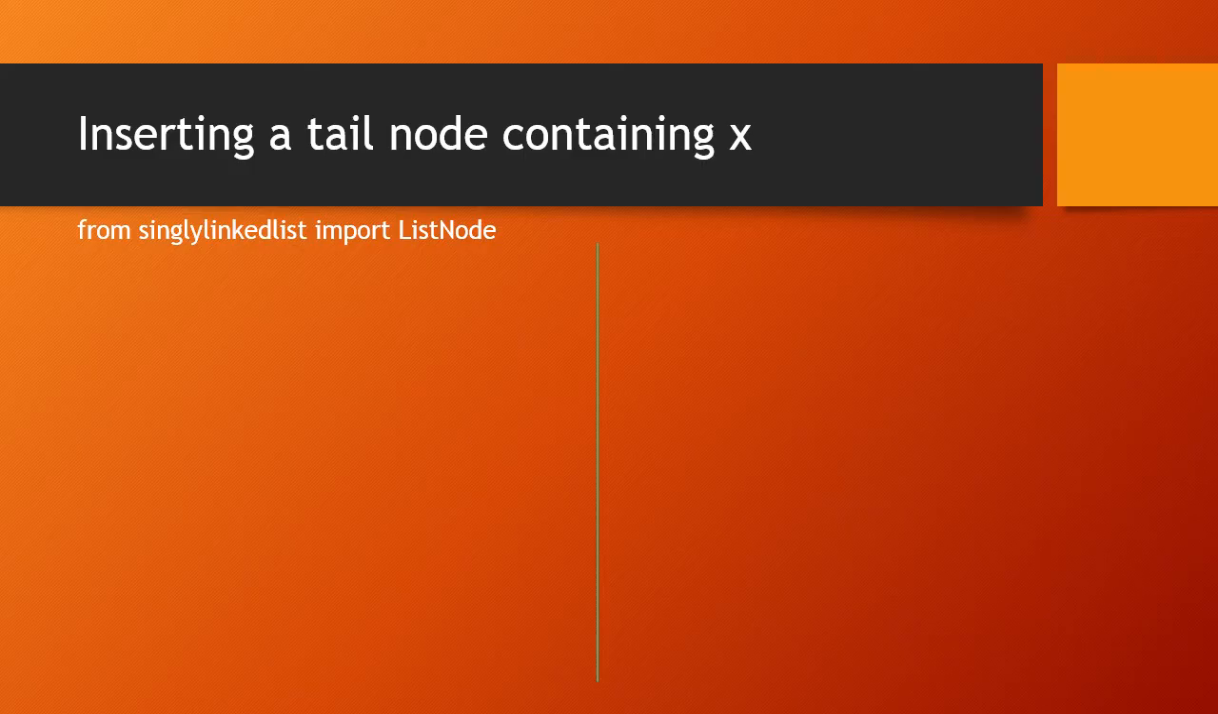Let us do another activity. This time we want to insert a tail node containing x. By tail node, we mean insertion of a node as the last node of the singly linked list. So as always, we import the class list node. We call our function instTail. It takes the head pointer of the singly linked list in which we want to do the insertion and the value that we want to insert. In our case, it is x.